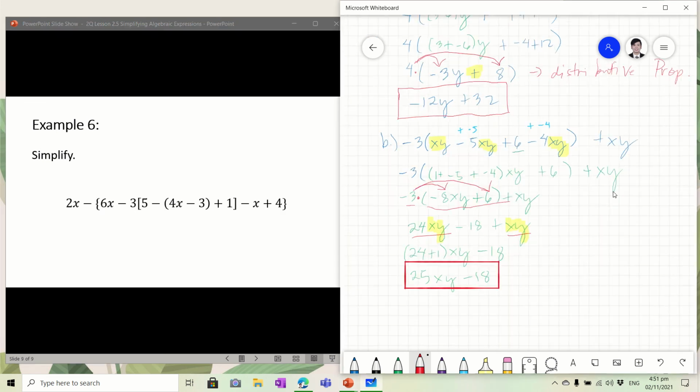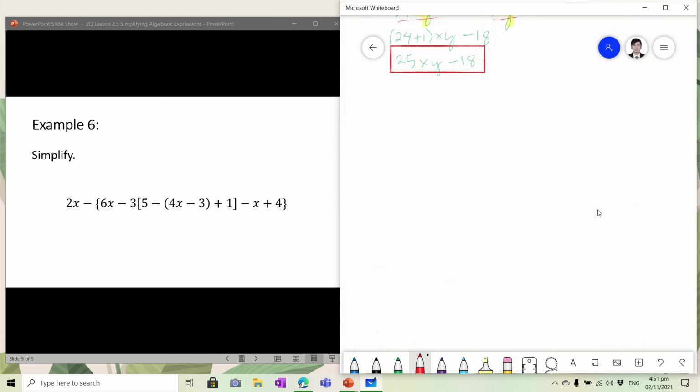Let's have our last example, example 6. So this would be quite long, so you just have to be very patient how you will get the answer. So copy first, 2x minus, we have braces, 6x minus 3, then bracket, 5 minus 4x minus 3, plus 1, minus x plus 4, braces. So this time, you'll always begin with the innermost. The innermost would be the ones inside the parentheses.